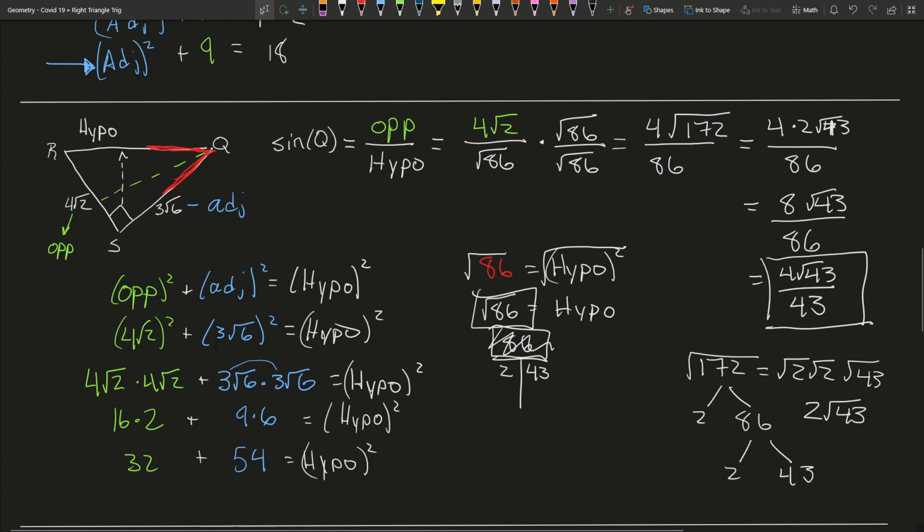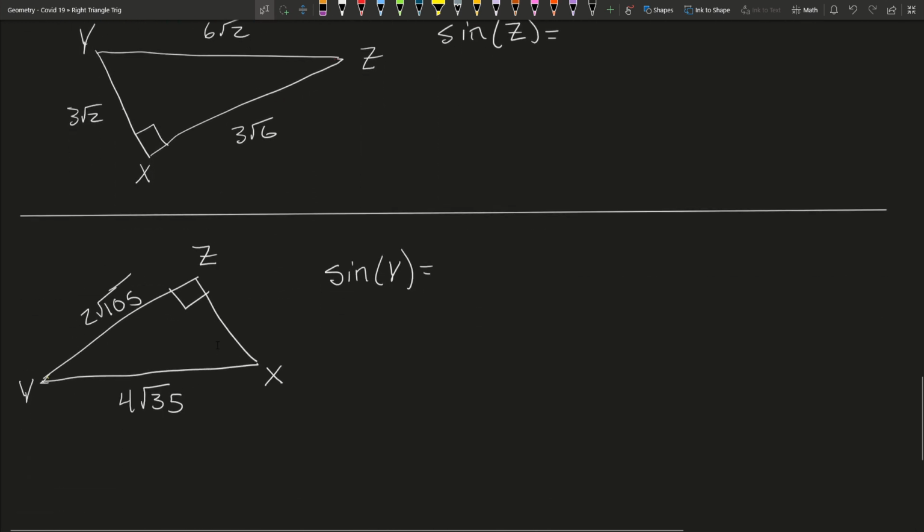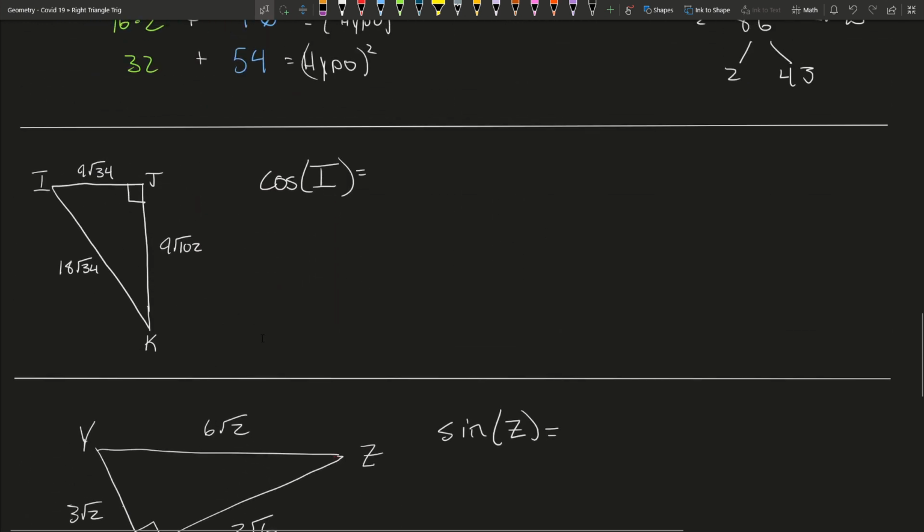Okay, got a couple more examples. And it looks like a lot of examples. These actually go by a little bit quicker. Again, these are directly from IXL. So this problem, the center problem, is asking for the cosine of I given this triangle. Okay, so we know that cosine is adjacent over hypotenuse.